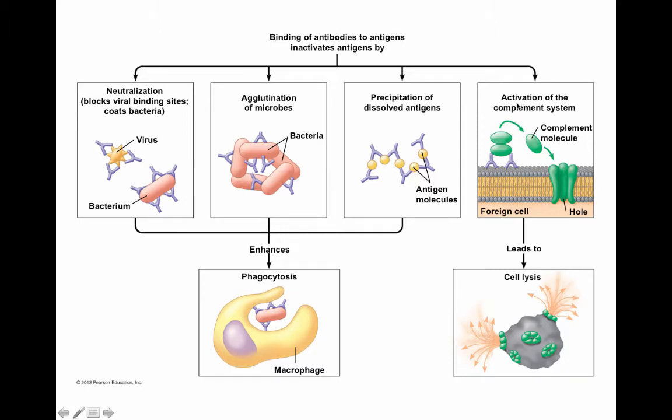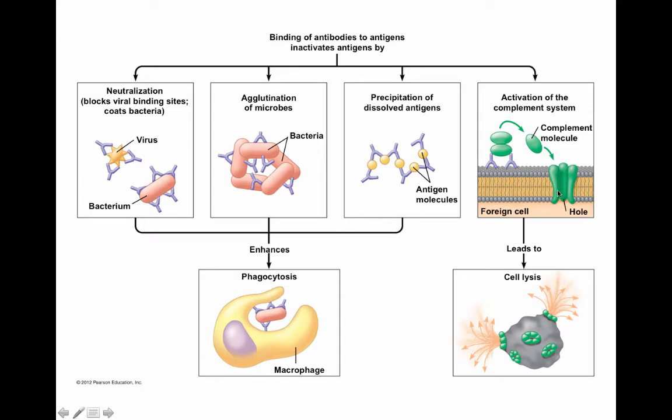All right, in addition, you can also have part of the innate immune response activated. This is the complement system. So in some cases, when a foreign cell is bound by antibodies, such as this or this, the complement system is activated. And this is a series of proteins. They're colored green in this case.